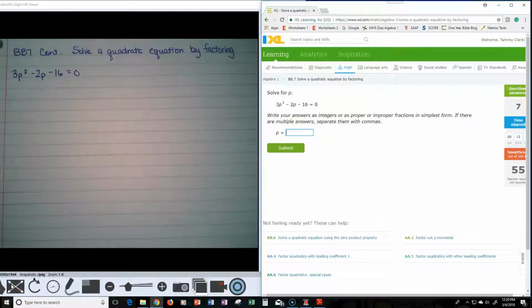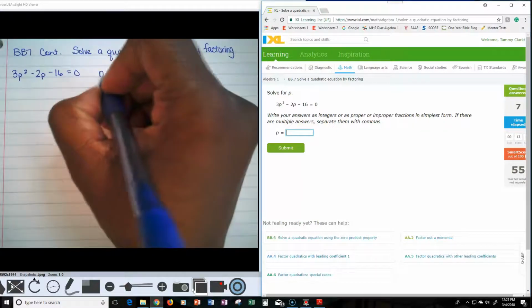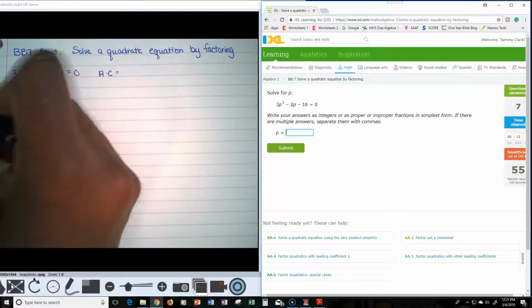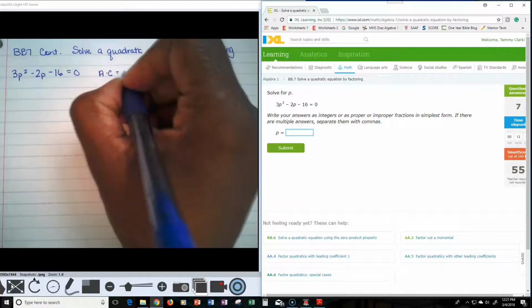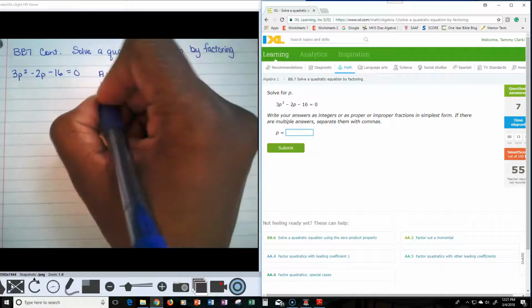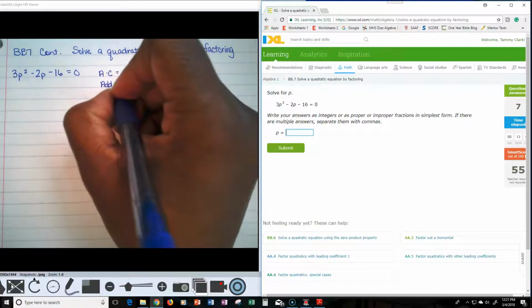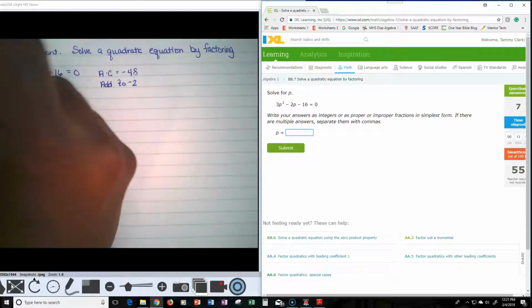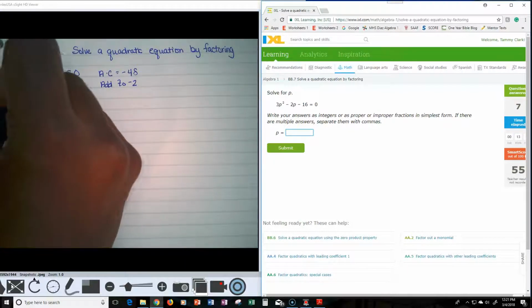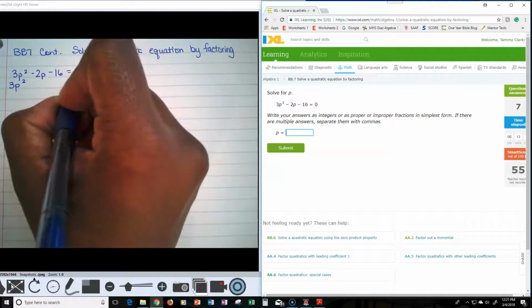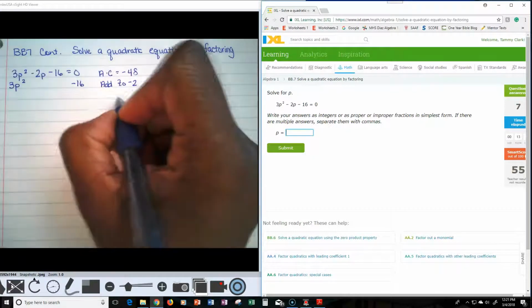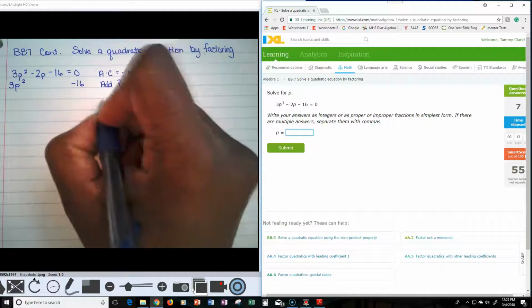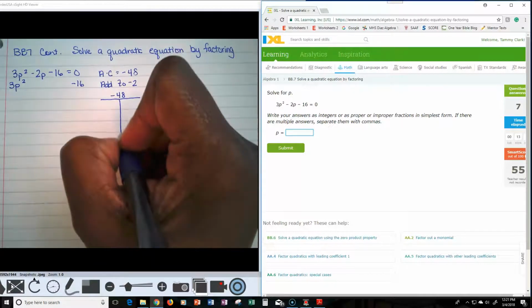Now, if you notice on this one, our a term is larger than 1, but it doesn't mean we treat it any differently. So we're going to do a times c. So 3 times negative 16 gives us negative 48. We want the factors of negative 48 that add to negative 2. So I've got 3p squared, and then minus 16 here, and then we'll fill it in. So negative 48, so let's think of the factors of negative 48.